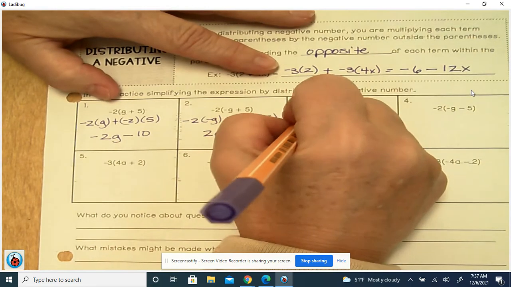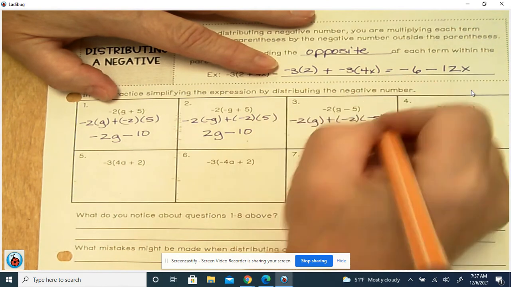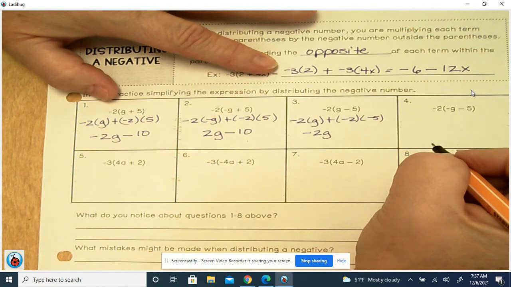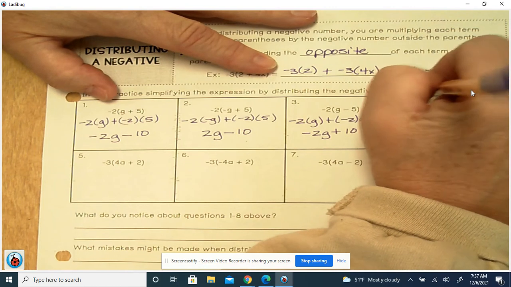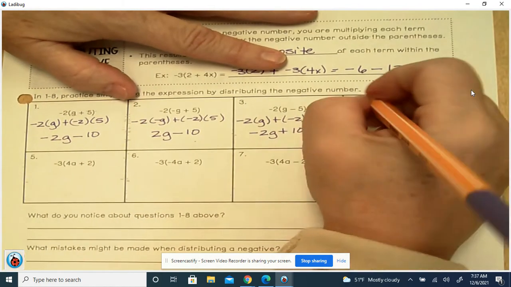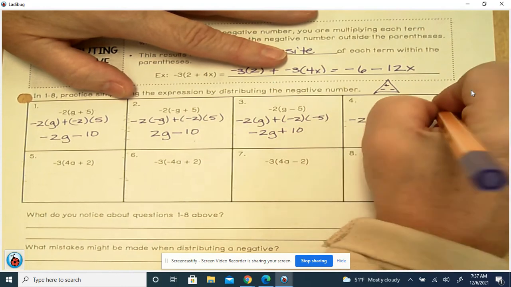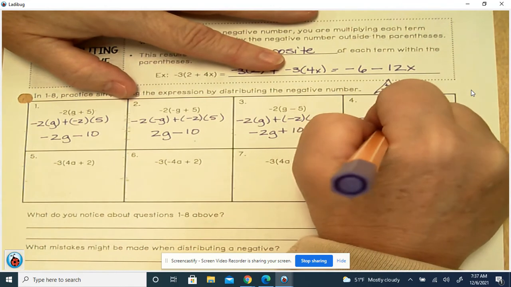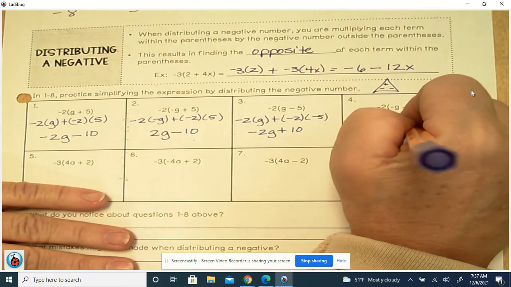Number 3, a negative 2 times g plus a negative 2 times a negative 5 is a negative 2g plus a negative 2 times a negative 5. Two negatives make a positive, so plus 10. Remember the triangle if you need to use it for your multiplying integers. Number 4, a negative 2 times a negative g plus a negative 2 times a negative 5. A negative 2 times a negative 1g is 2g plus a negative 2 times a negative 5 is a positive 10.